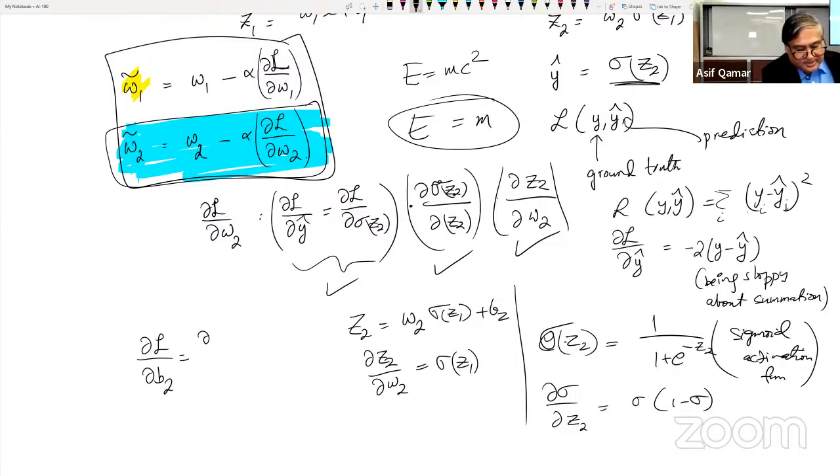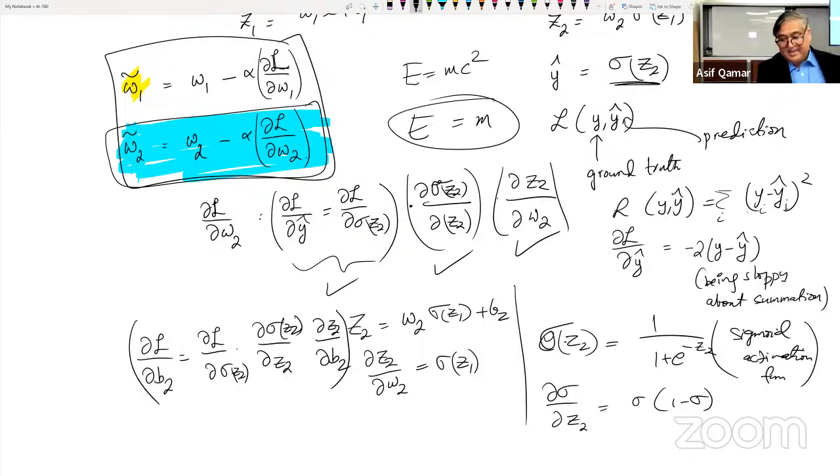In close analogy, it would be almost the same: d sigma Z2, d Z2, and then what would you do? d Z2 with respect to d B2, isn't it? This is what you would do. And then it would be just one. You see how simple it is? So both the weight and the bias you can update, right? So let's celebrate. We know how to do this part.